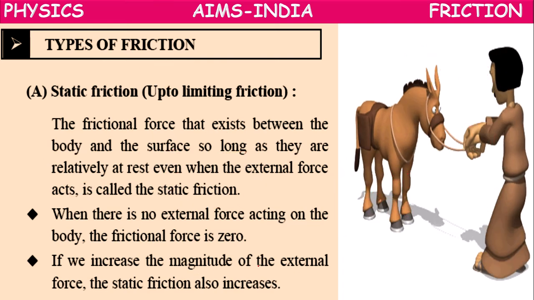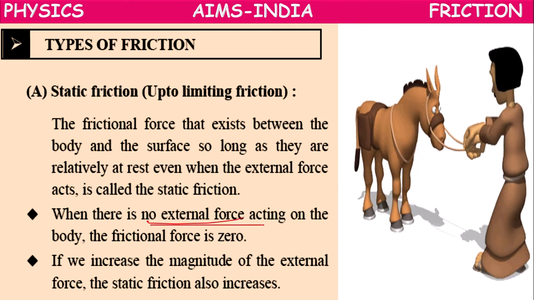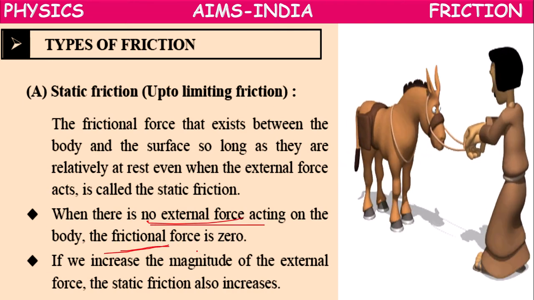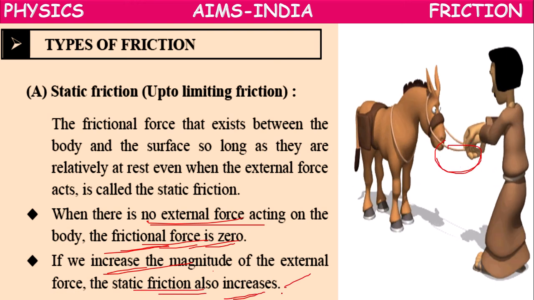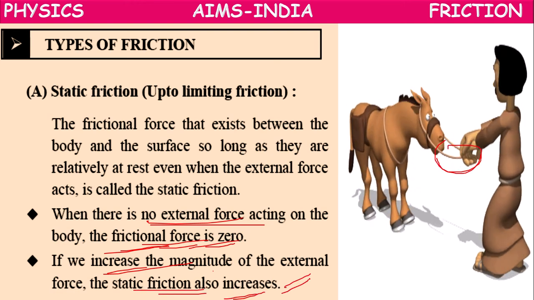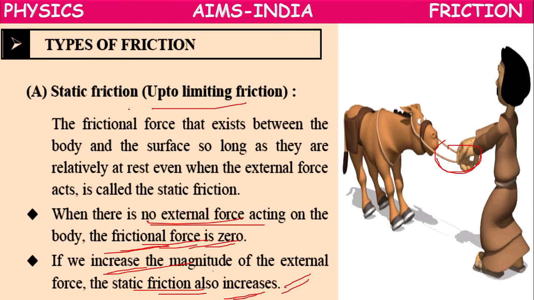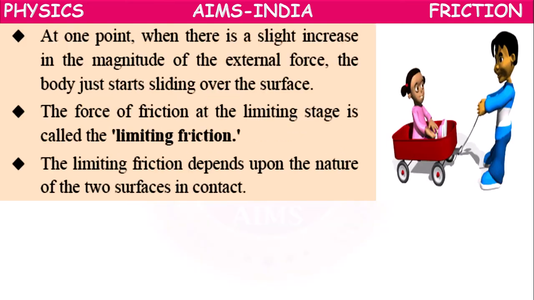So suppose the person is not pulling the horse. When there is no external force, the static frictional force will be zero because they are not moving. If we apply force, or if we increase the applied force, then static friction also starts increasing. Up to where? Up to a maximum extent called limiting friction.